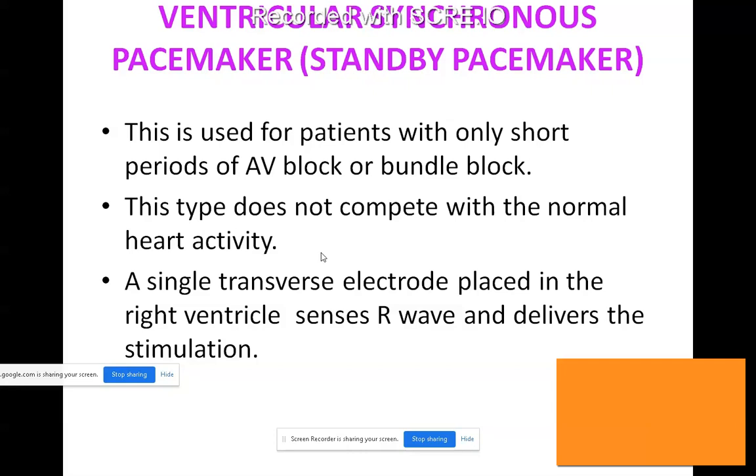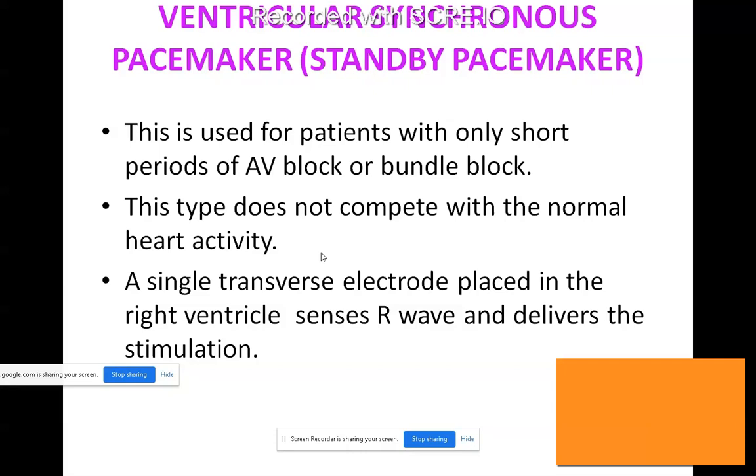A single transverse electrode will be placed in the right ventricle, senses the R wave and delivers the stimulation. I think you all know the waveform of your heartbeat. Heart pulse or waveform, you know the P, Q, R, S. Do you remember? In ECG you learnt that R wave.